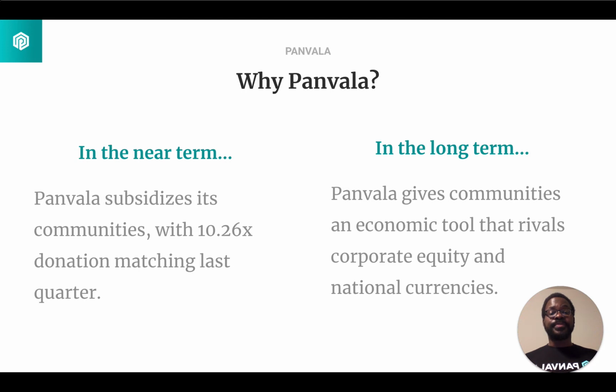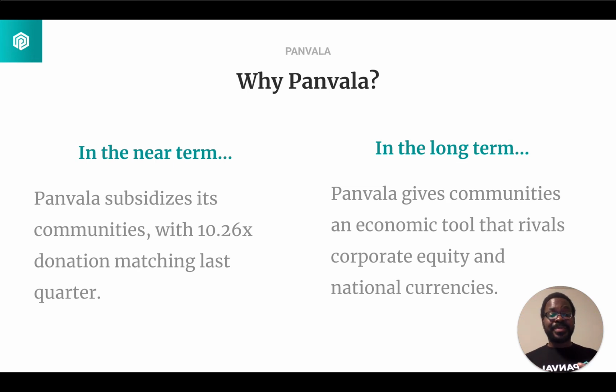In the long term, the reason to be part of Panvala is because it gives communities an economic tool that rivals corporate equity and national currencies. You might not have noticed, but right now our society seems really dominated by corporate life and political life, and that's kind of it. And the reason for that, we see it as an economic problem. Corporations have really powerful equity, nations have really powerful currencies, and communities, we just pool our money whenever we can to try to fund what we care about, and it's just not the same sort of deal.